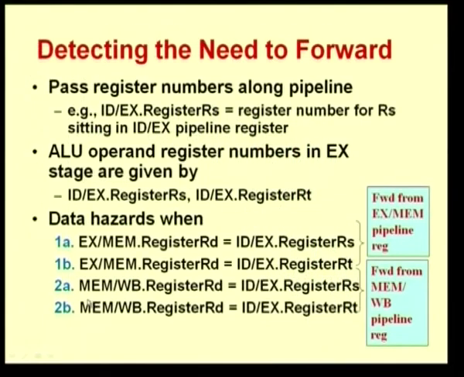Now, we are looking at the MEM/WB register. The MEM/WB dot register RD, the destination register here, is equal to the ID/EX dot register RS. That is, before it goes for execution, I am checking whether the source value RS or RT is equal to MEM/WB's RD. If this is equal, then I know that I need to forward from the MEM/WB pipeline register back to the EX stage. Okay. So, this is how you detect the need to forward, and then we will do the forwarding.